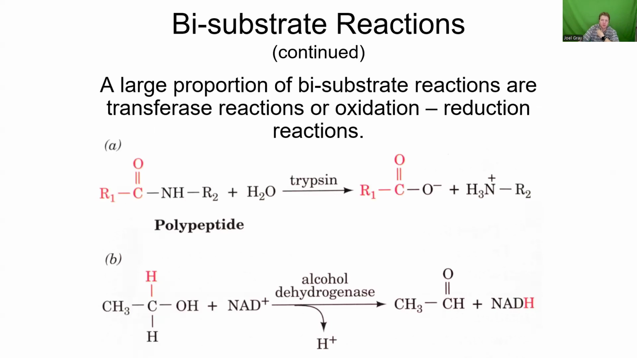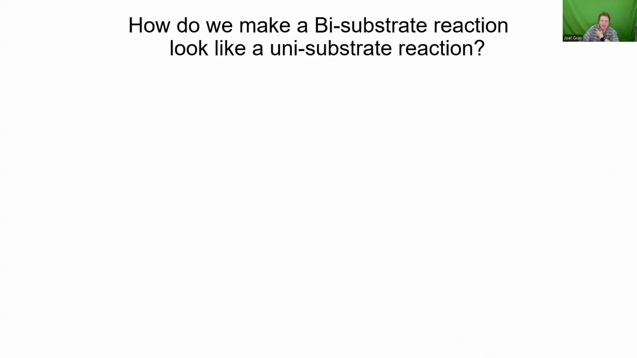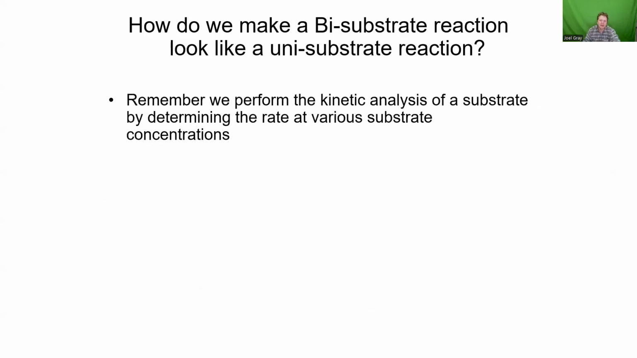Now, bi-substrate reactions account for about 60% of known enzyme reactions, and many of these reactions are transferase reactions or oxidation reduction reactions. Now, how do we actually get it to look like a single substrate reaction? When we're performing kinetic analysis of a substrate by determining the rate at various substrate concentrations, we start with the substrate concentration considerably less than the Km, and then we give a range all the way to considerably higher than the Km.